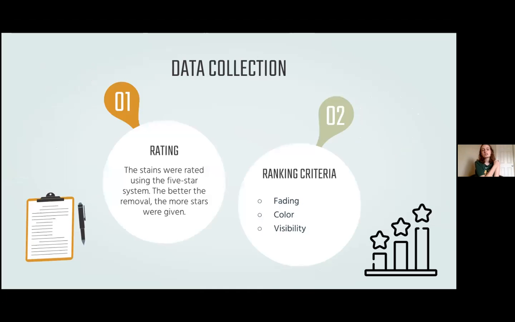Now moving on to the data collection. So we had to rate the actual stains and how they did. So we used the ranking criteria of how well the stains faded, the color, and the visibility of the stains. And then we gave them a 1 out of 5 star rating. So if they did really poorly, then we gave them a 1 star. If they did really well, 5 star, etc.